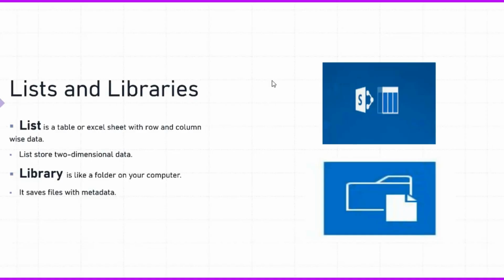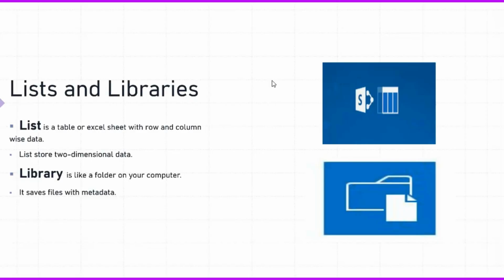Coming to the library, library is like a folder on your computer. That folder is called library, where you can store files with metadata. Metadata is the term which can be used to define attributes for the file. For example, if you have a file that belongs to a certain department and you want to attribute that, you can create an attribute called department. The department will become the metadata for that respective file.